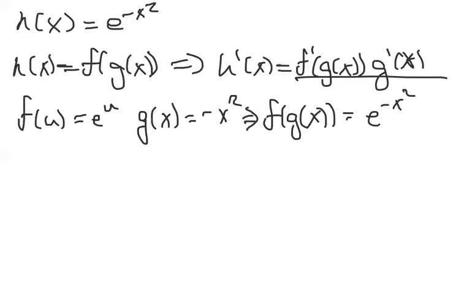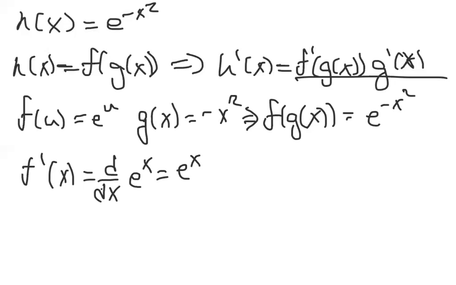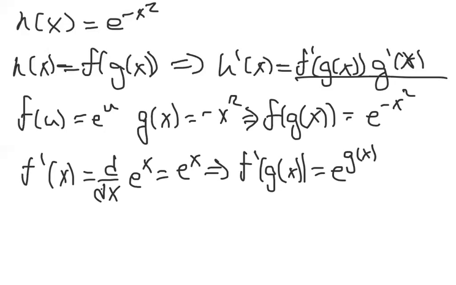Well, what is f prime of g of x, right? So f prime of g of x, this is actually not dependent on specifically what this variable is. So let's just look at f prime of x. So f prime of x would be d dx of e to the x, which is e to the x. So our f prime of g of x would just be e to the g of x, which is e to the negative x squared.